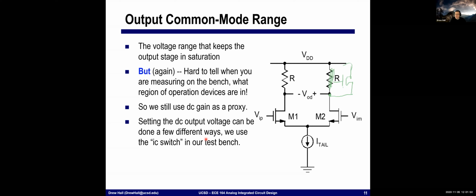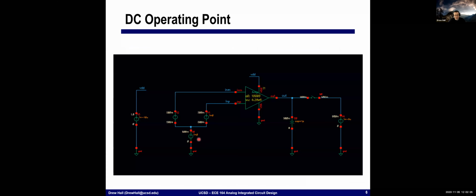And so the DC output voltage is not well defined. And so we would need to do something like this in our test bench as well. So how do we do this? How do we set the output voltage? The input is rather easy because if you look at our test bench, we're defining it. We set the input common mode.